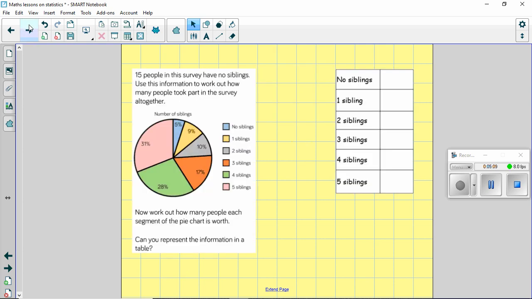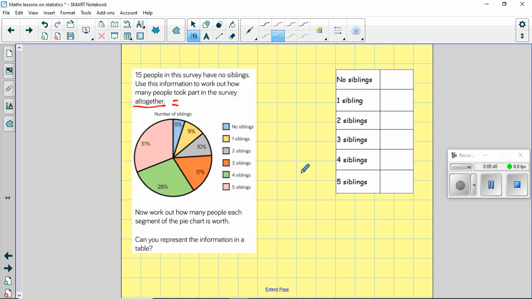Next one. This one is a little bit different. Okay, it says 15 people in this survey have no siblings. Use this information to work out how many people took part in the survey altogether. So we need to work out how many altogether took part in this survey. Now work out how many people each segment of the pie chart is worth. So it's what we always do. Each section is worth how many children, and can you represent the information in a table?